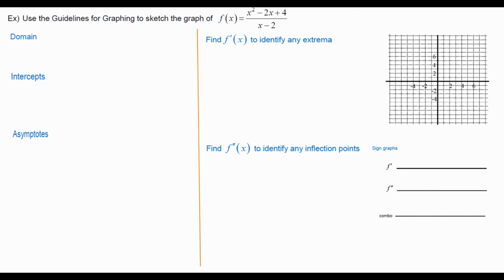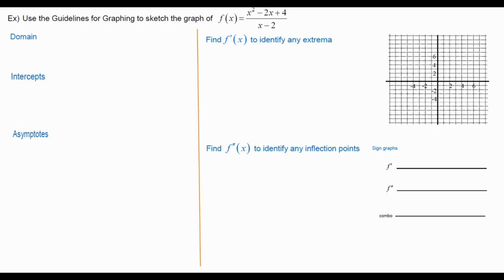Now let's go ahead and start the actual curve sketching example. Use the guidelines for graphing to sketch the graph of f of x equals quantity x squared minus 2x plus 4 over quantity x minus 2. So the first step was to find the domain.